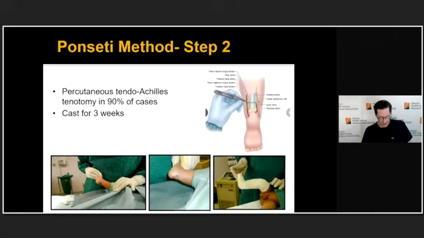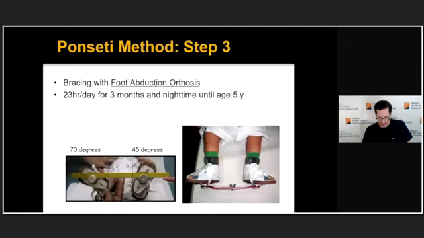Step 2 of the Ponseti technique involves a percutaneous tendo-Achilles tenotomy. This is not a lengthening, this is a tenotomy. You want to cut the tendon completely. This can be done in the OR as shown here, or in good hands in the office. The tenotomy is followed by a cast that's put on for 3 weeks, and then we move on to step 3, which is a brace.